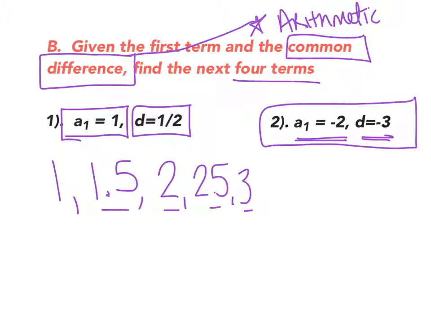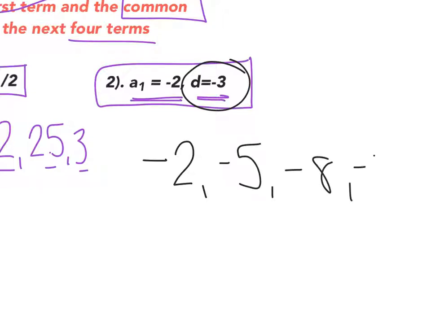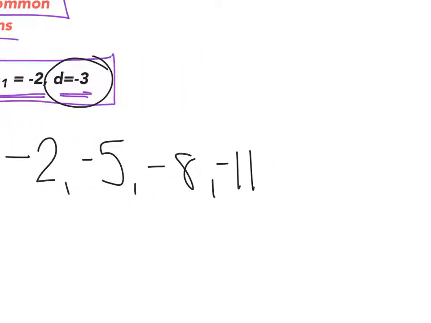So I'm hoping you're feeling pretty confident. I'm going to move my page over here. So I'm saying my first term is -2, and my goal was just to keep subtracting 3. Why subtract and not add? Well, technically I'm adding, but I'm adding a -3. So I'm going to go from -2 to -5, -8, -11, and I need one more to get the next four terms, so -14.